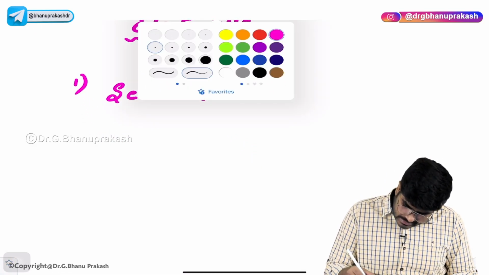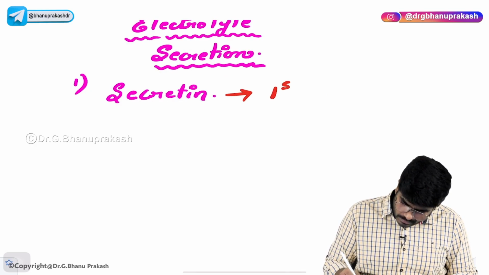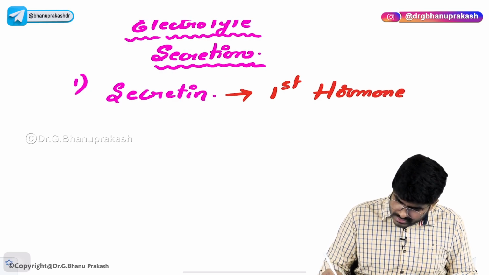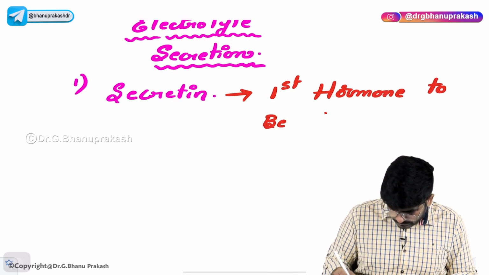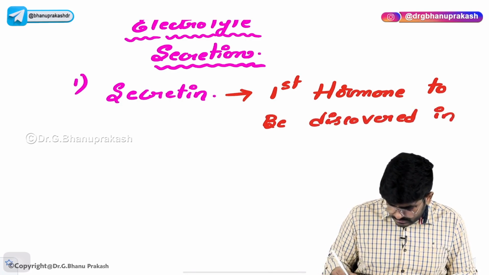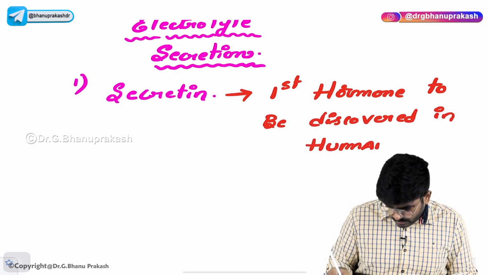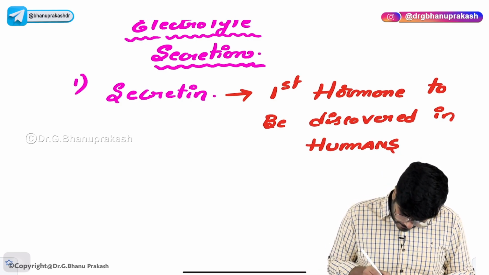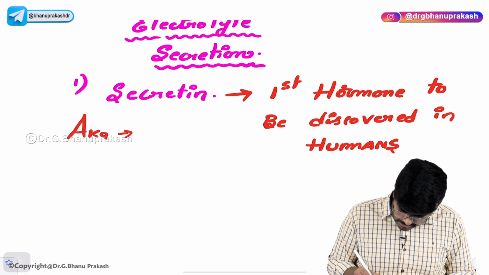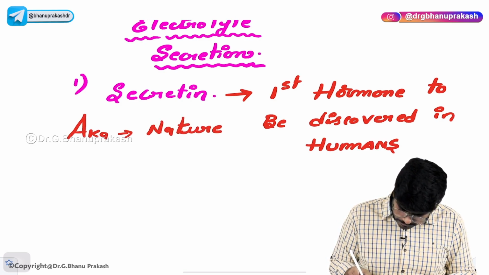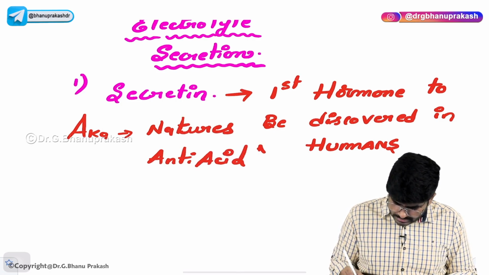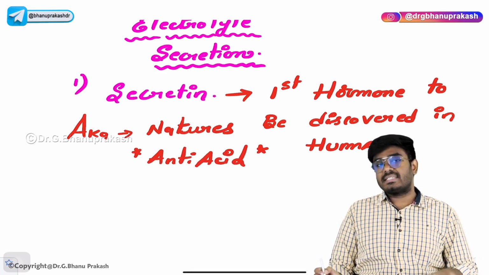Now, what is the first important point about secretin? Guys, secretin is the first hormone, not first secondary messenger, the first hormone to be discovered in humans. Secretin is also called nature's antacid. Why is it called nature's antacid?